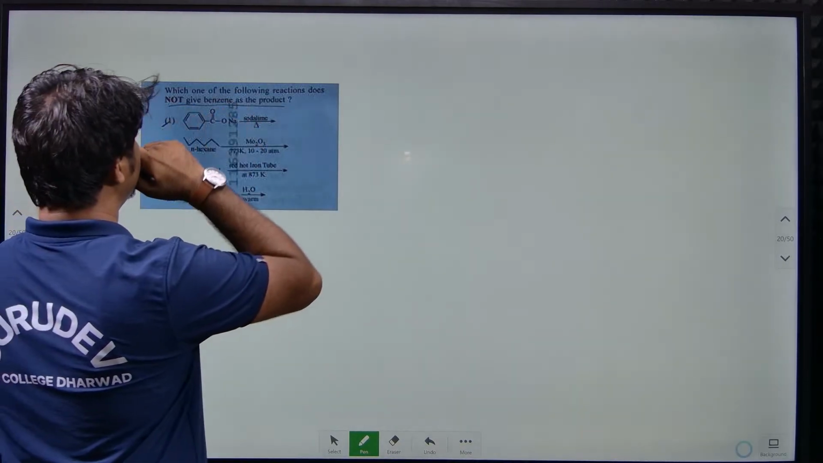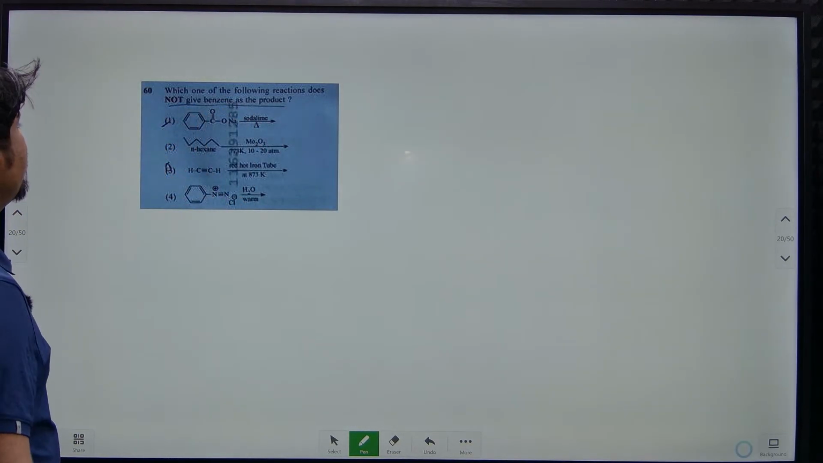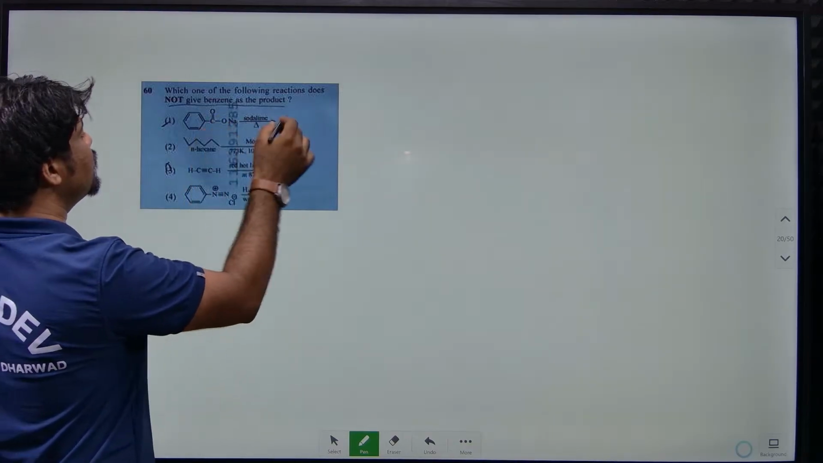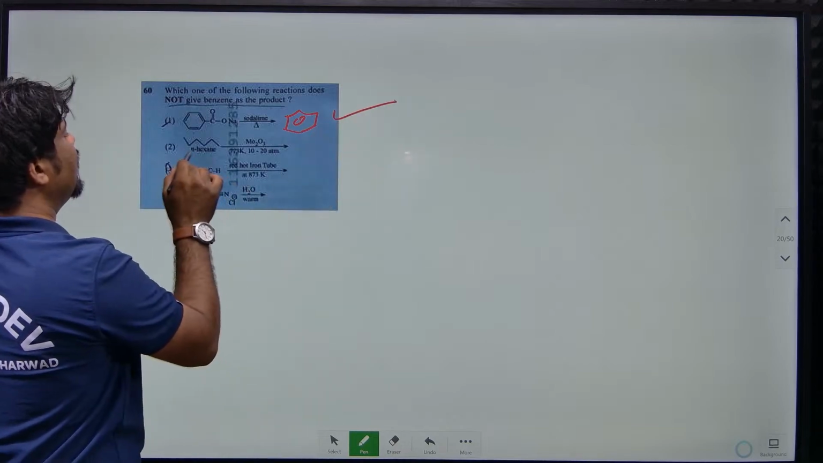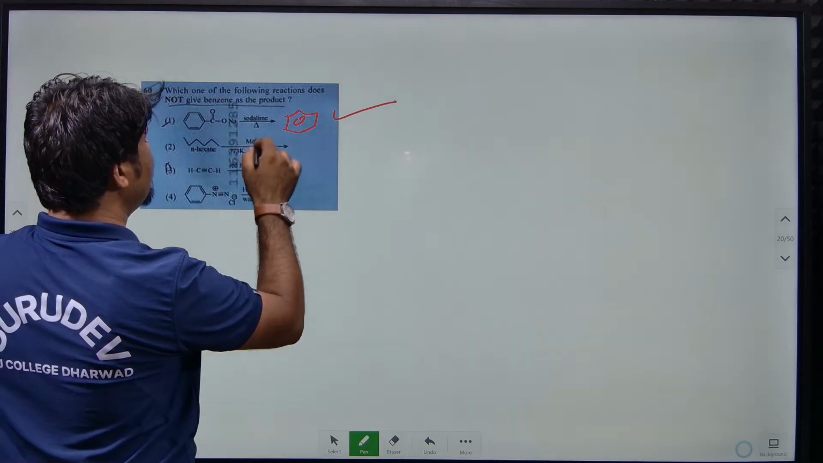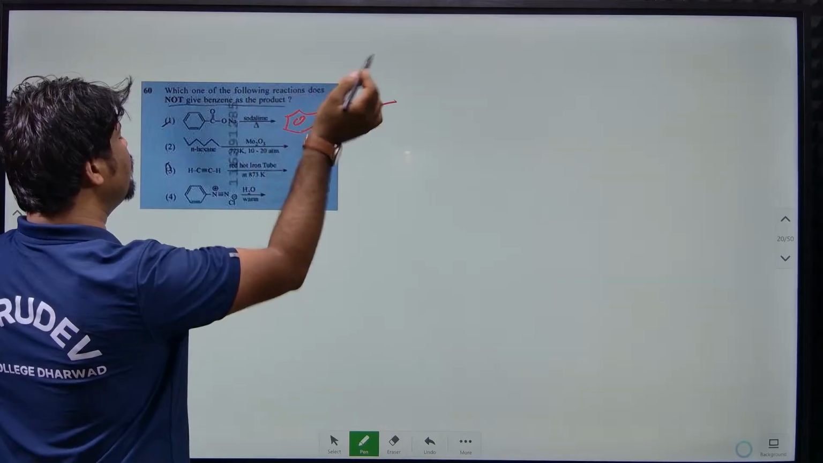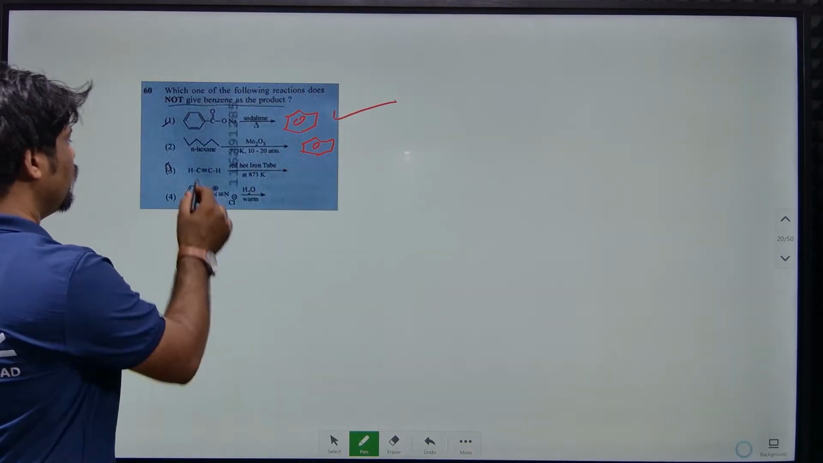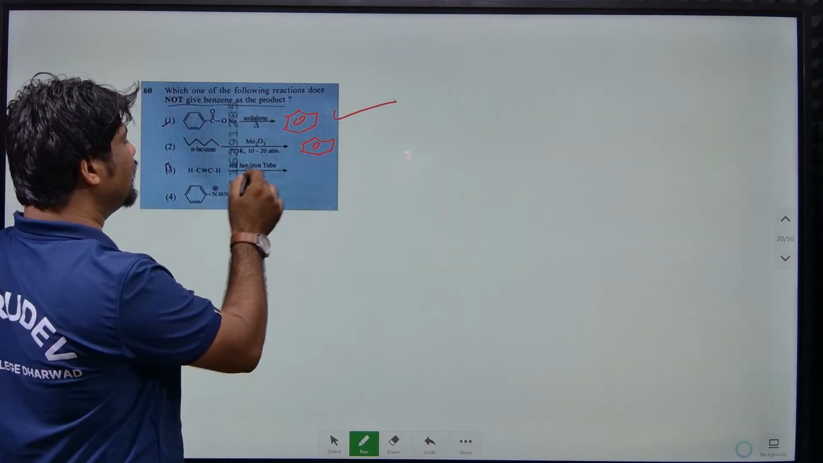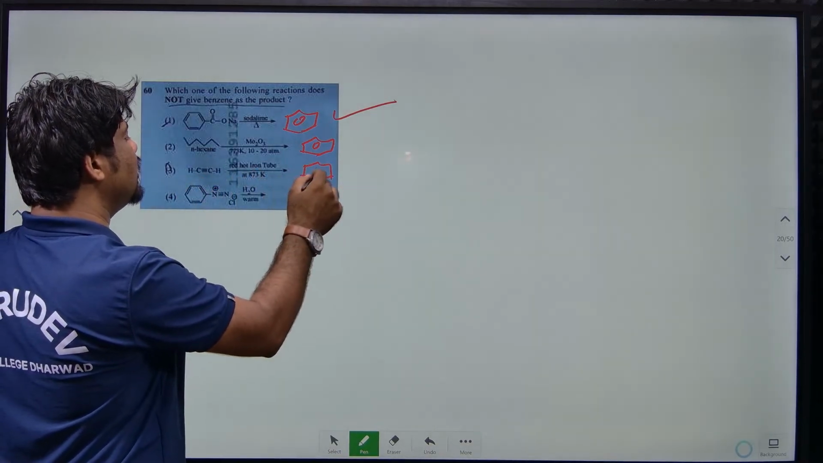Which one of the following does not give benzene? Sodium benzoate reacting with soda lime, yes, of course it will give benzene. Right answer. N-hexane reacting with molybdenum oxide, of course it also undergoes cyclization and gives benzene. When ethyne reacts with red hot iron, of course it also gives benzene.